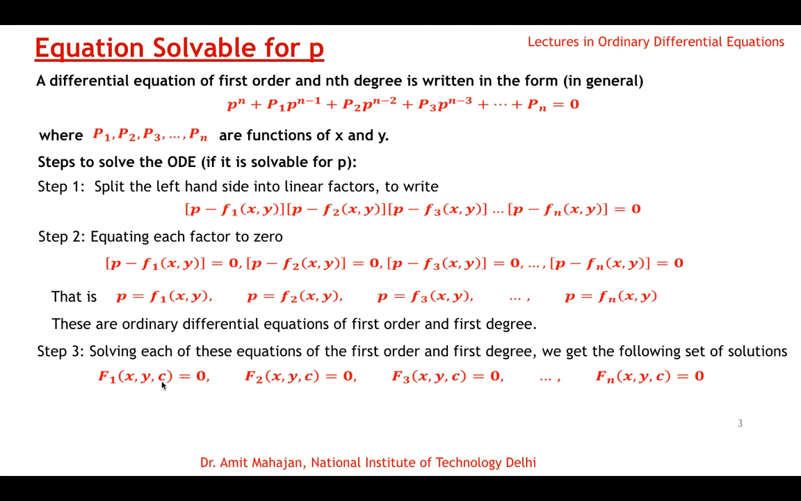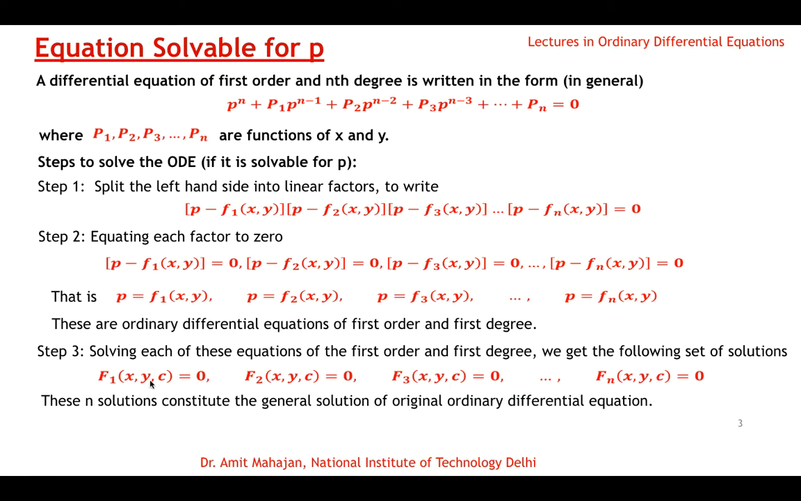So the constants cannot be c1, c2, ... cn, because then there would be n constants. Because we are dealing with first order, we have to keep the arbitrary constant the same in each solution. So these n solutions will constitute the general solution of the original ordinary differential equation. These n solutions together make the solution of this nth degree differential equation.